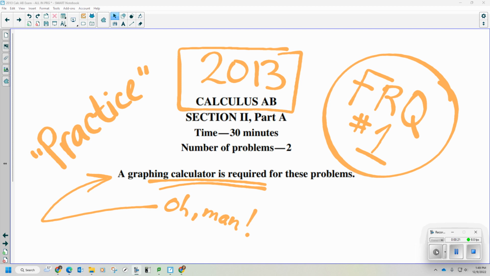We are going to start section 2, part A. We are going to start the free response questions. We are done with multiple choice. This is the 2013 AP Calculus AB practice exam that College Board was gracious enough to give to us. And oh man, we get to use a graphing calculator.